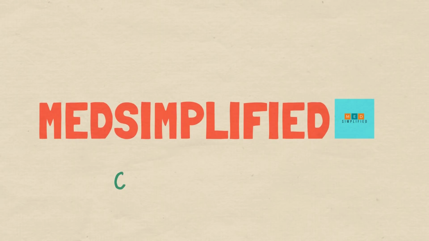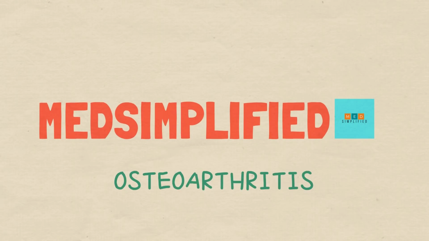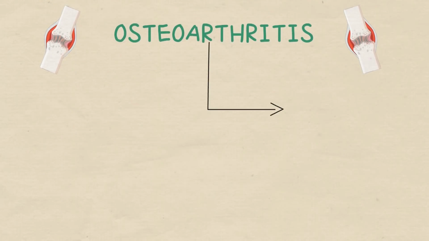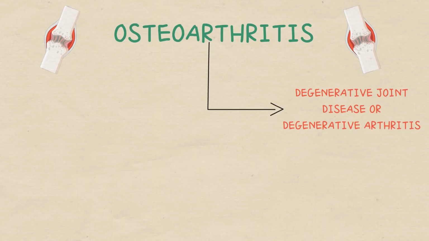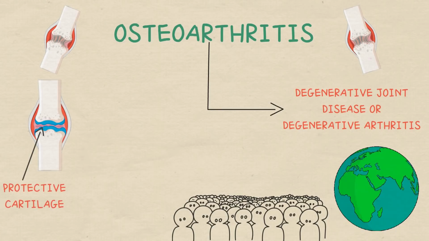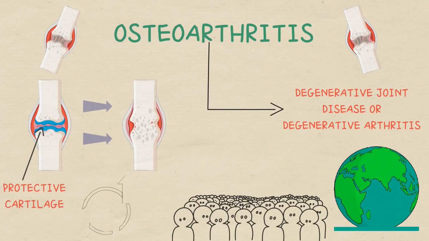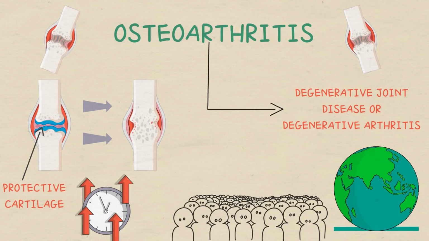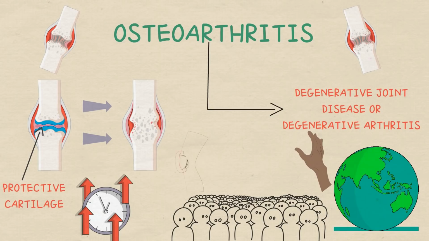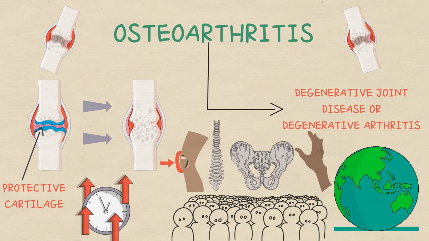In this video, we will talk about osteoarthritis. Osteoarthritis, also known as degenerative joint disease or degenerative arthritis, is the most common chronic joint condition worldwide. It occurs when the protective cartilage that cushions the ends of your bones wears down over time. Although osteoarthritis can damage any joint, the disorder most commonly affects the joints in your hands, knees, hips, and spine.